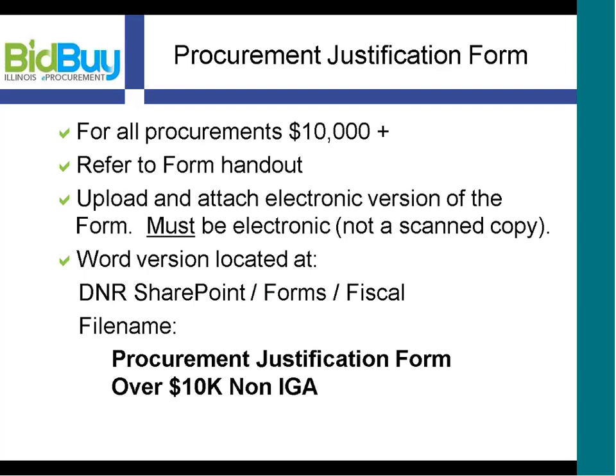For procurements over 10,000, you will attach the electronic version. We don't want a scanned copy of that. You will complete it and provide the electronic version, because we have to take that form in procurement and add some other information for approvals. The Word version of that form is located on our SharePoint, and the file name is the procurement justification form over 10,000, because that's when it's needed, and it's not an IDA.